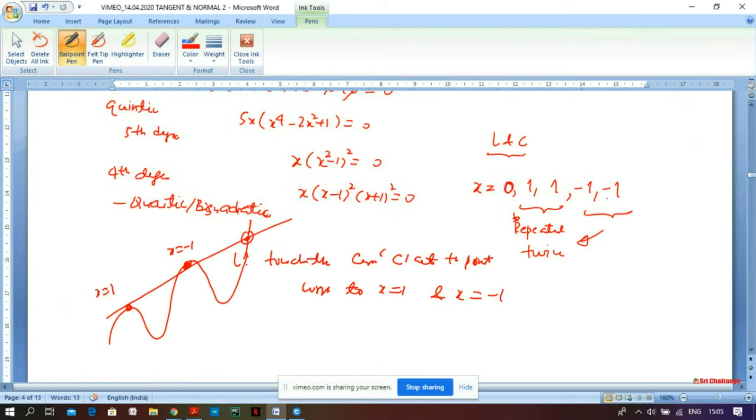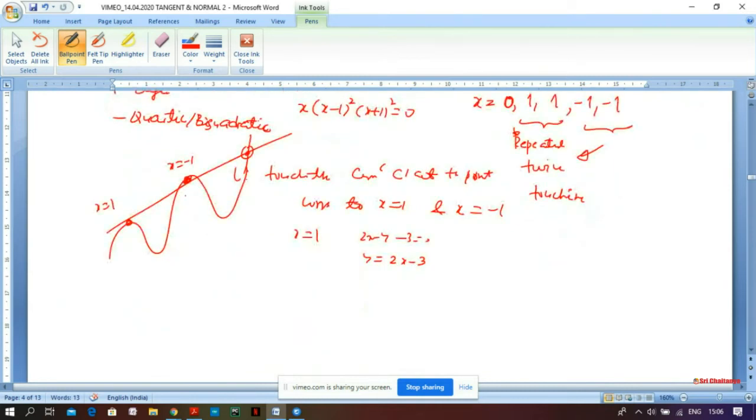Only 3 distinct real roots, and two roots repeated twice. So repeated twice means touching. Geometrically it is touching. So let me find the points now. When x equal to 1, because the point lies on both the curve and the line, I will take the line as the simple one. So your line is 2x minus y minus 3 equal to 0. That is, y is 2x minus 3.